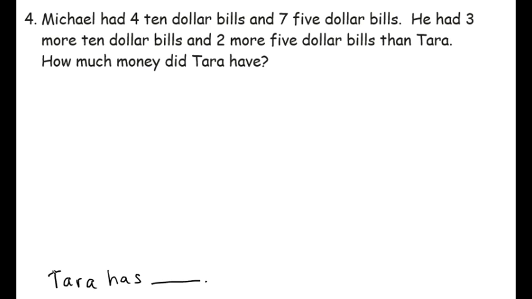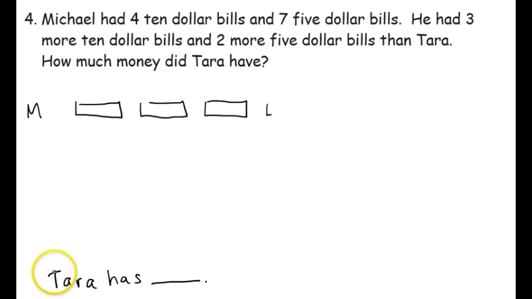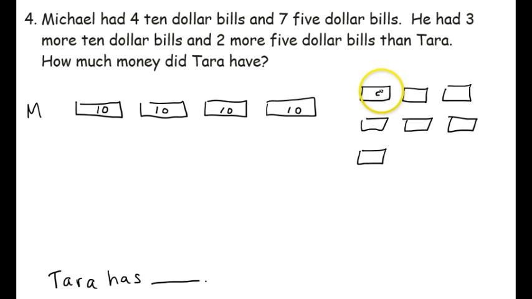So I'm going to show how much money Michael has by drawing the actual bills. So I'll start by drawing the 4 $10 bills. I'm going to show that each of these is 10. And then I'll draw the 7 $5 bills. And we'll show that each of those is 5.